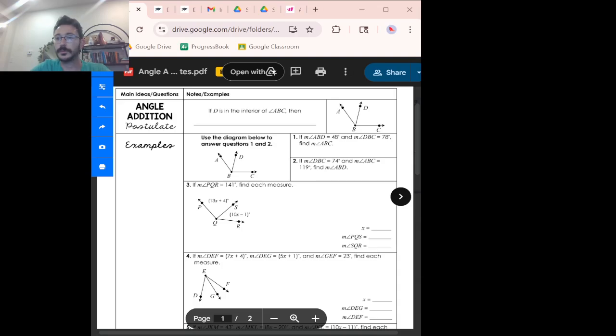Okay, we're doing the angle addition postulate. Just had to start that over because my draw on screen tool keeps kind of crashing, but hopefully it works this time. We're talking about the angle addition postulate, which is a fancy way of saying that if I know the two inside angles, I can add them together to get the whole angle.